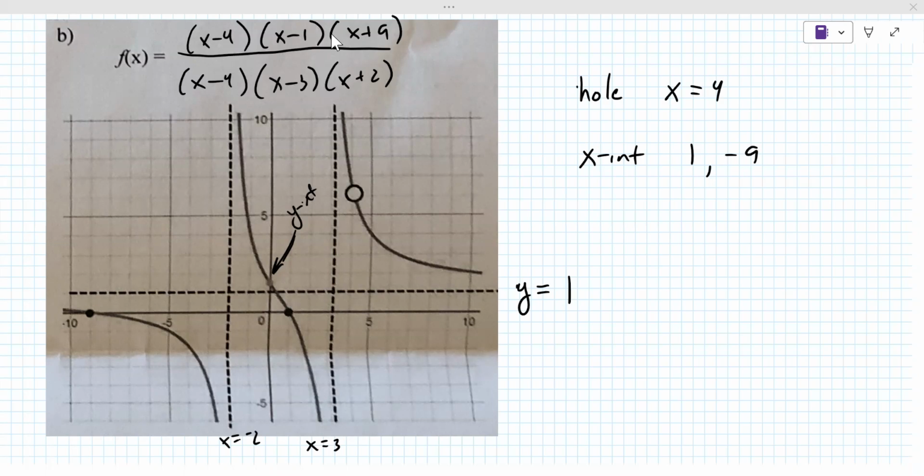So this y-intercept, the way you would check it is put 0 in for x. Now, because these cancel, you wouldn't have to worry about that, but it would be minus 1 times 9, which is minus 9, minus 3 times 2, which is minus 6. So minus 9 over minus 6 is 3 halves. That's about where that one is there.